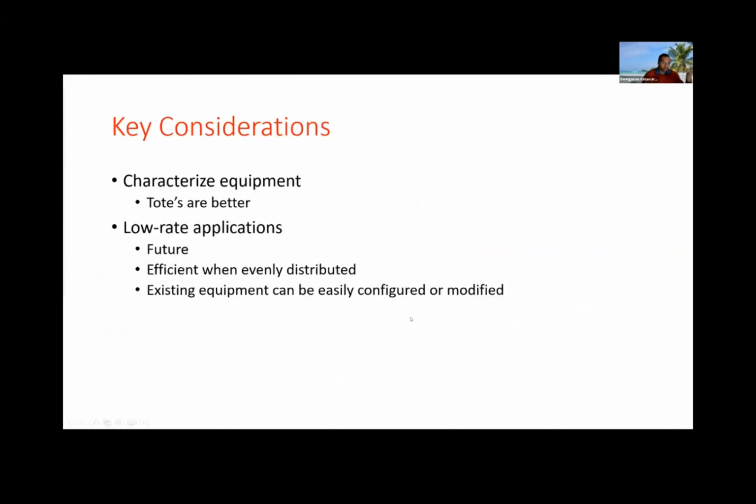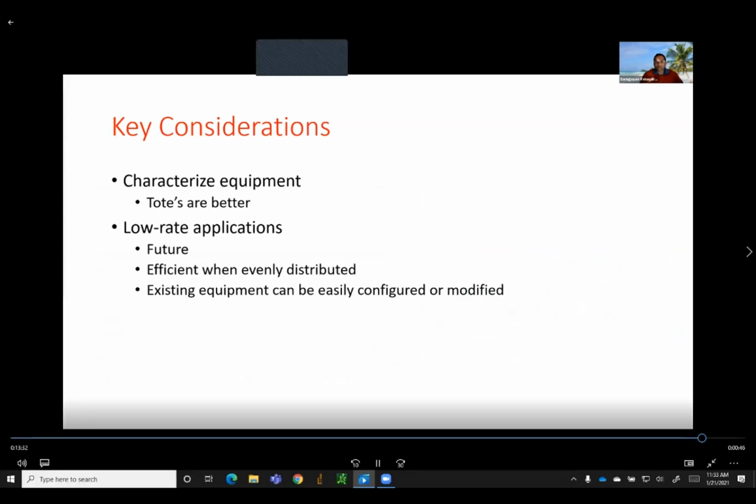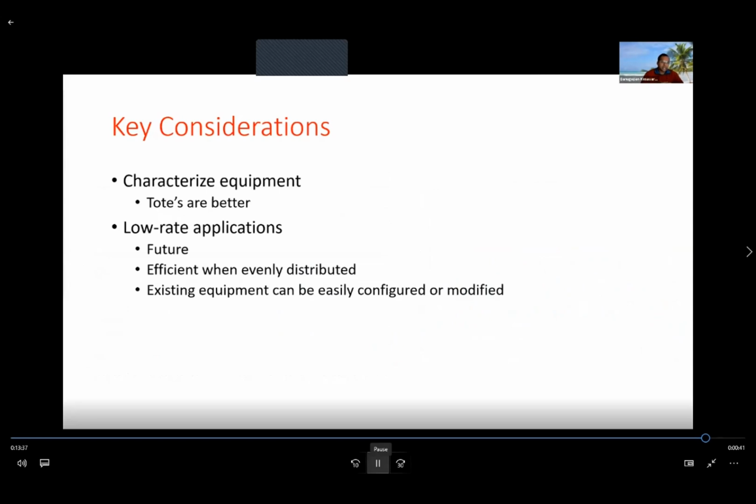Some of the key considerations. So what would you do? First and foremost, for characterizing the equipment, you want to use the right type of container that you're going to place under those aircraft or drones for that matter. Totes are a little better, mainly because of the opening that is there. The bigger the opening, the better you're going to be in estimating closer to your true value of the true average of what you're actually getting.